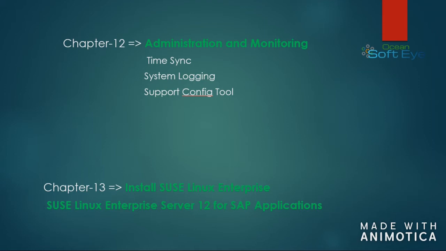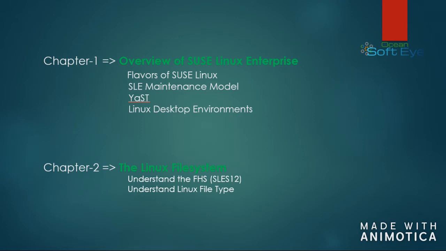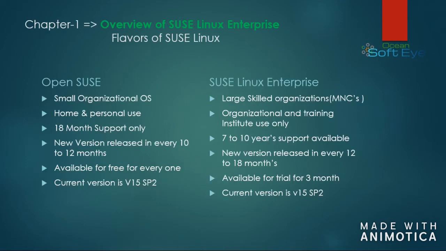Now moving forward, we start with the first chapter, the overview of SUSE Linux Enterprise. In the first chapter, the first topic is the flavors of SUSE Linux. The flavors of SUSE Linux covers which types of versions of SUSE Linux are available in the market and provided by SUSE. So now, coming to the topic.